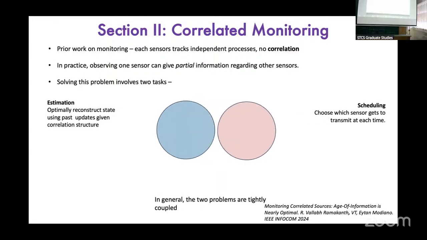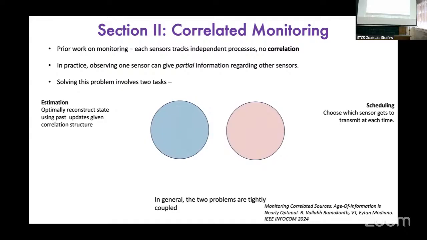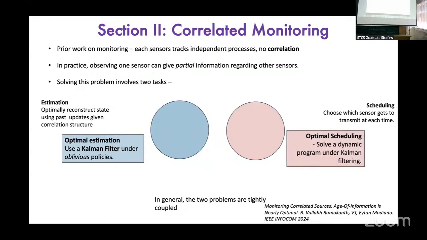So what we will show is that for our particular case, there will be some decoupling. You can design optimal estimation, and given optimal estimators, you can design optimal scheduling policies. For our particular problem, because it's an LTI system with Gaussian random walks, the optimal estimation will look like a Kalman filter. And the optimal scheduling will look like some kind of dynamic program that you need to solve subject to the optimal Kalman filter. They will decouple nicely, and then we can solve each piece independently.